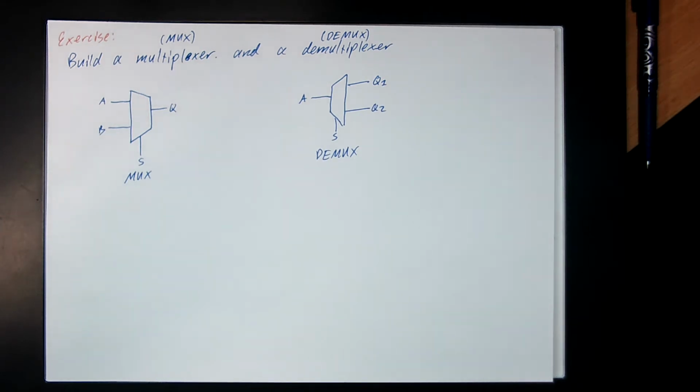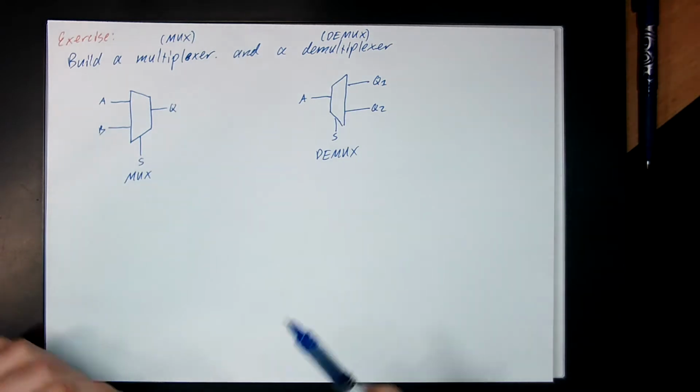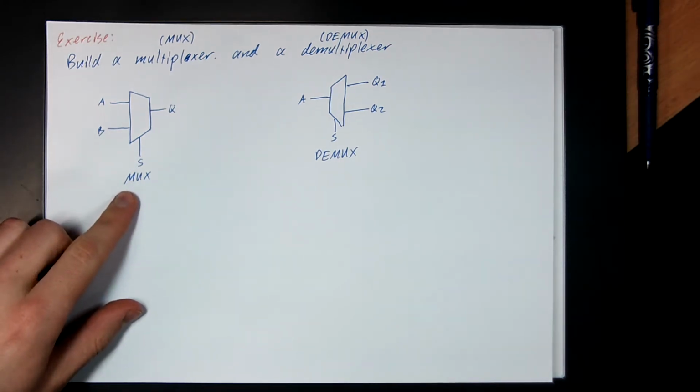As an exercise for converting descriptions to formulas, I'd like you to have a go at this problem, building a multiplexer, or a mux, and a demultiplexer, or a demux, using the common logic gates that we've already got. So first off, what does a multiplexer do?